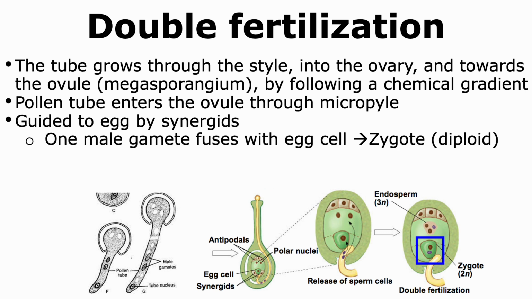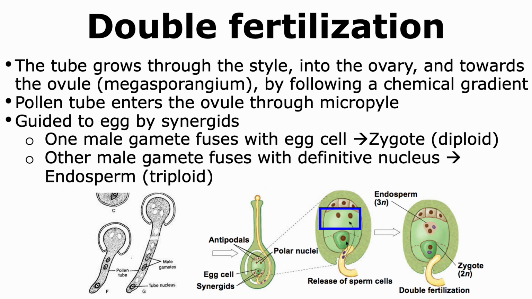One of the male gametes fuses with the egg cell to form a diploid zygote. Another male gamete, which is present in that pollen tube, fuses with the diploid definitive nucleus to give rise to the endosperm, which is a triploid cell now. This is because the definitive nucleus is diploid while the male gamete is haploid.